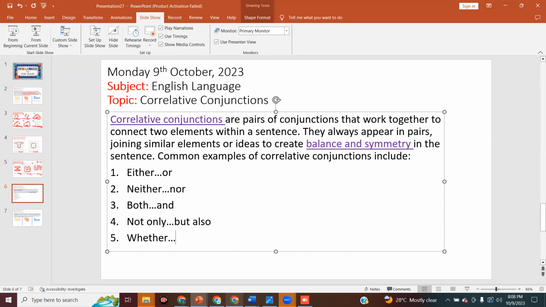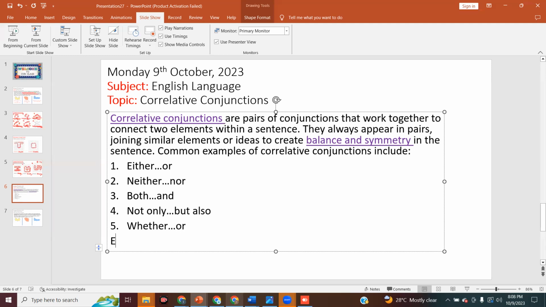And what goes with whether? Or. Very good. Okay, so let's look at some examples of correlative conjunctions and see how they are used.